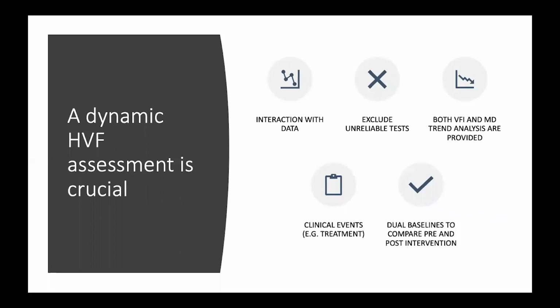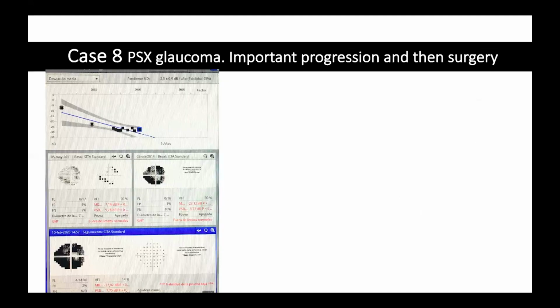VFI and MD are now available, but they are also available as a trend analysis. So it's important for us because sometimes the percentages, VFI, are more difficult to see as a progression, and decibels sometimes sound better, but you can choose, so it's good. And then we can also now put the clinical events that are important for us, for example, a change of treatment, a surgery, something that happened that we want to have in the same graph. And also we can now have dual baselines, which is good because prior to this, you could go to the Humphrey machine and exclude those tests, for example, that were done before your intervention. But then you were losing some information.